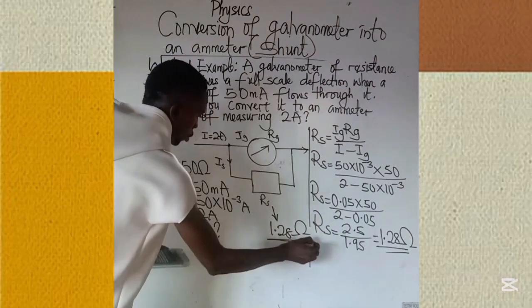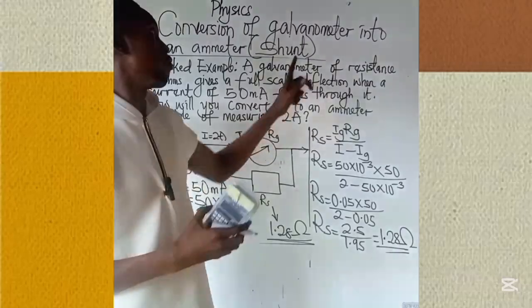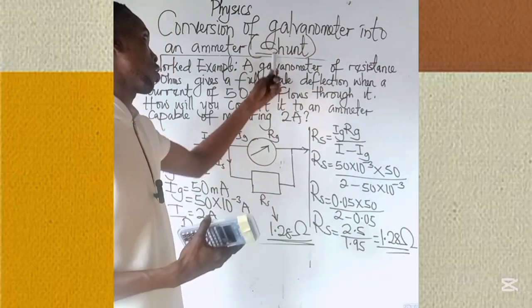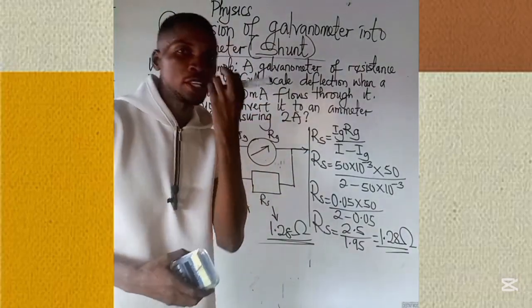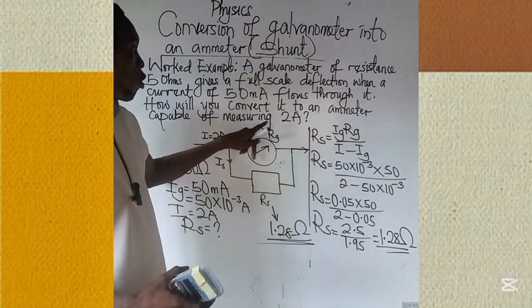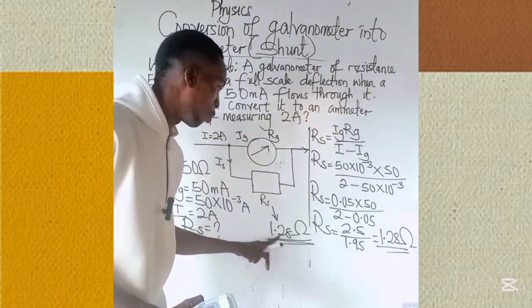1.28 ohms. As you can see, that's how you solve problems involving conversion of galvanometer to an ammeter. So what you just need is a shunt, and the shunt has a very low resistance value. So to convert this galvanometer to an ammeter capable of reading 2 amperes, I need a shunt of 1.28 ohms.